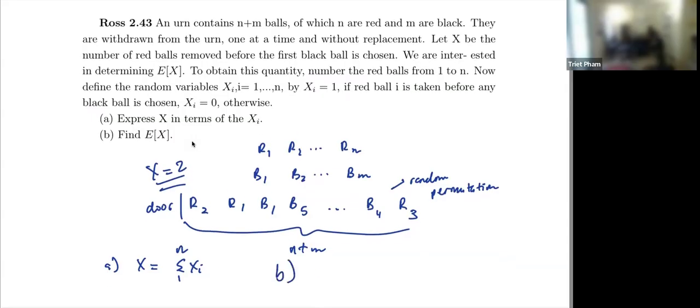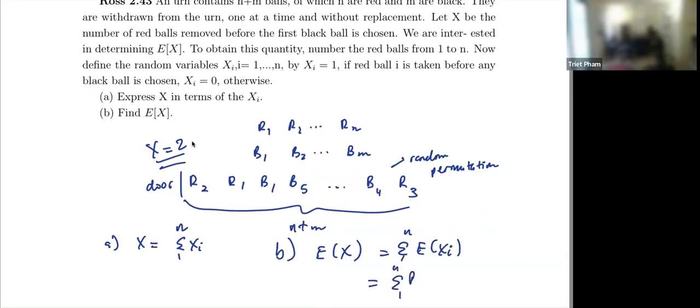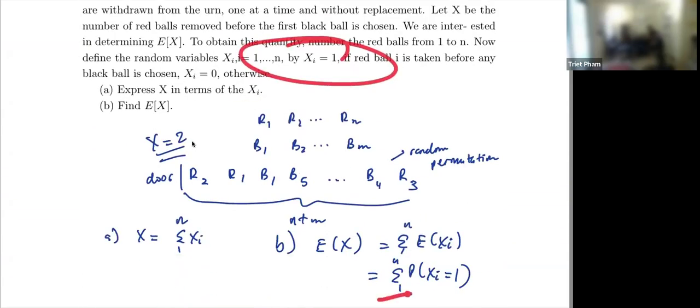Okay, so B. Expectation of X is a sum of expectation of Xi, which is probability Xi equals 1. So these are routine, but they're not routine. Sorry, this is an indicator function, but notice right here it is not an indicator function per se. But anyway, the last step, as I said, may or may not be trivial. So here, what is the probability Xi equals 1? What do you think?